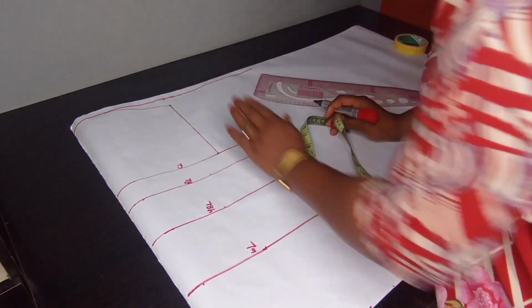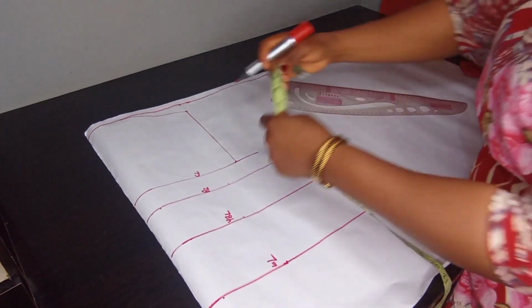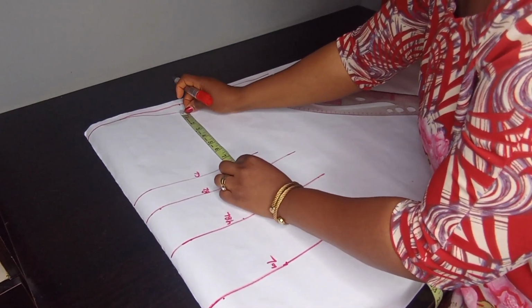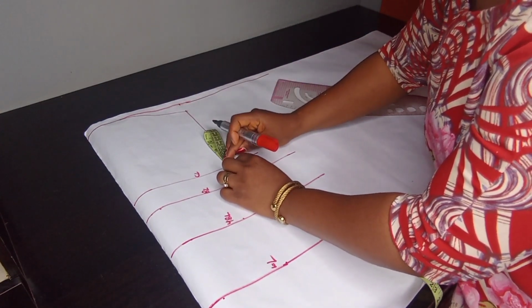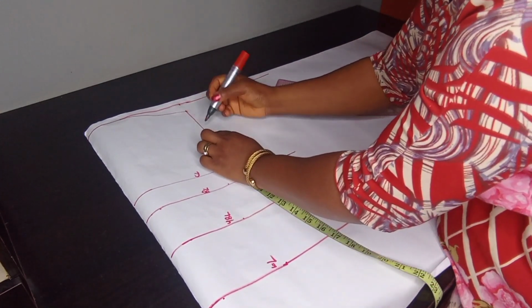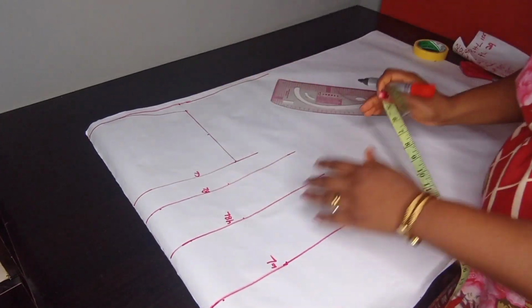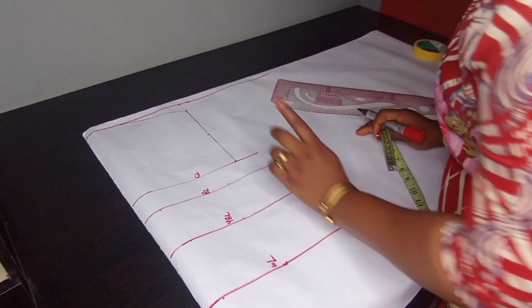So here at the armhole area, I'm going to get the midpoint of my armhole by folding my tape into 2, or by dividing 7.8 by 2. But this is easier. Just fold your tape into 2 here and mark the center. This is my front pattern I'm drafting.